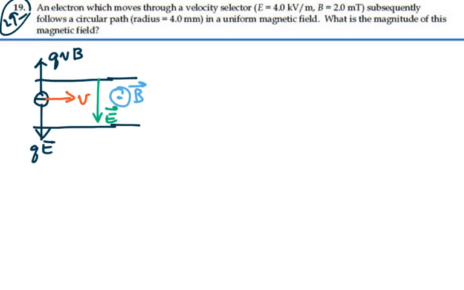If the electron survives the velocity selector, it must be true that these two forces are equal and opposite. So QVB is equal to QE. Charges cancel out, and solving for the velocity, we get it's equal to the electric field divided by the magnetic field.